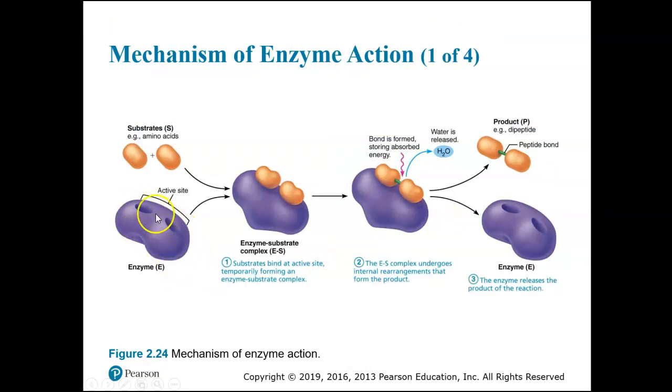This is an example of an enzyme. For example, this is an enzyme that combines amino acids. So the enzyme is the purple molecule. The 2 amino acids fit into a shape on the enzyme, and then they are chemically combined and then released, and the enzyme can be reused. The enzyme is unchanged. It can be reused to join 2 more amino acids.